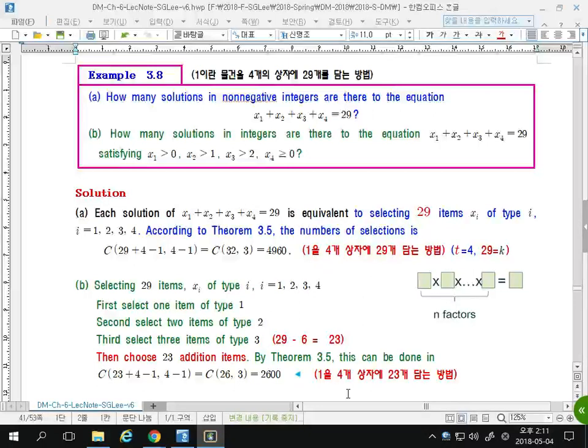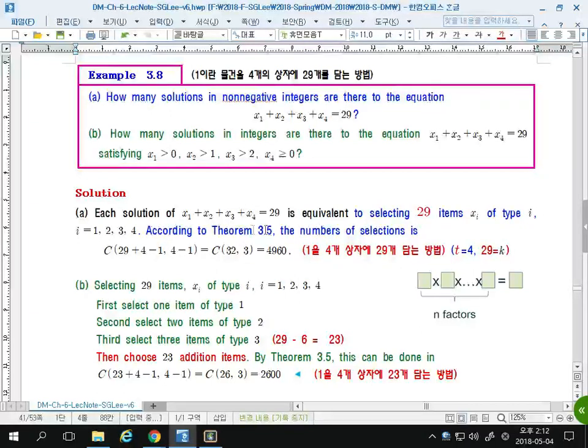We put the natural number 1 into 4 different boxes and make it 29 times. That's how many ways we can do such a job. Each solution of this equation is equivalent to selecting 29 items xi of type i, where i is equal to 1, 2, 3, 4.